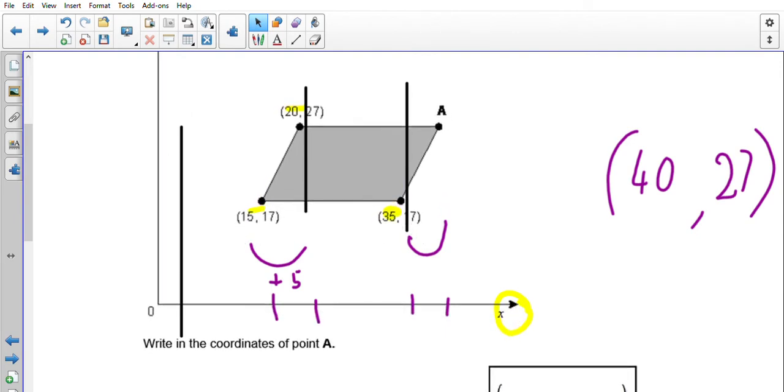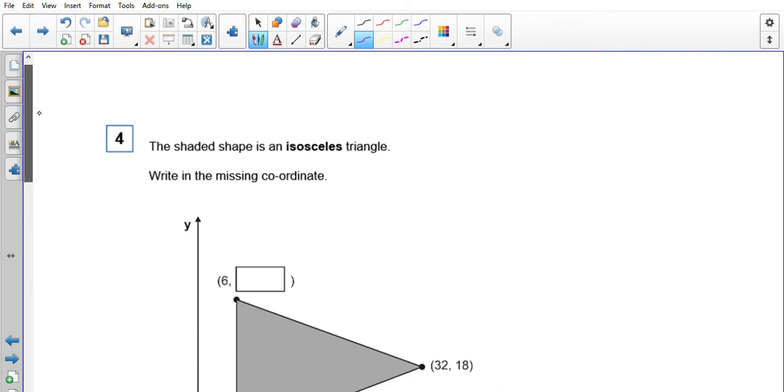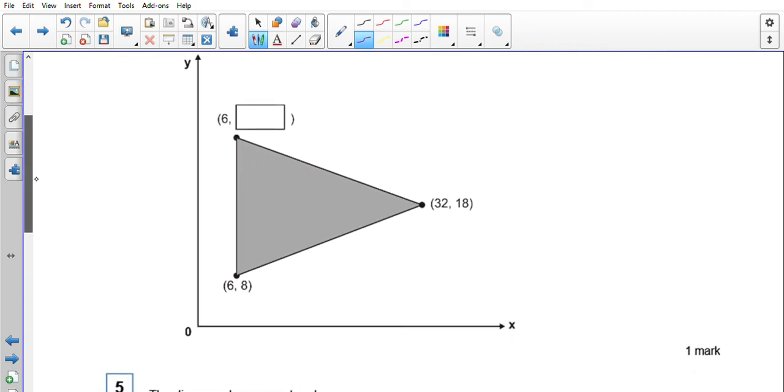My point A here, which is going to be 40, 27. Okay, let's have a look at question number 4 and 5, the last two we have here. The shaded shape here is an isosceles triangle. You'll notice you're always given the name of the 2D shape. It's precise with you. That tells you you're going to need to use your shape knowledge. There's going to be some important facts there that are going to tell you something interesting. You need to write in the missing coordinate.